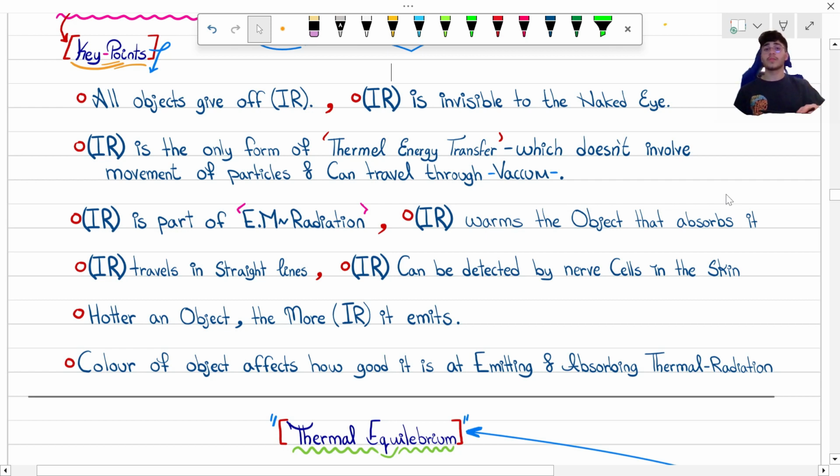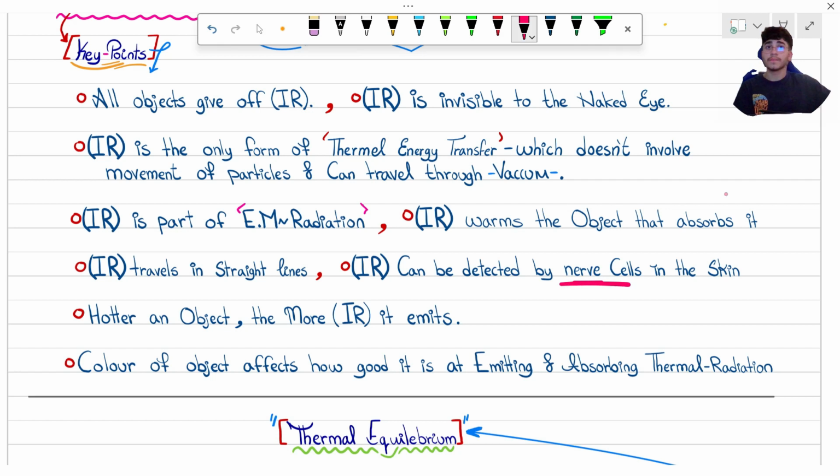It warms the object that absorbs it. Of course, since it's a type of radiation, any object that absorbs infrared radiation is going to warm up, and the more the object absorbs, the more it emits infrared radiation. It can be detected by nerve cells in the skin, though we cannot see it with the naked eye. The color of an object really affects how good it is at emitting and absorbing thermal radiation, and we're going to study that in the factors affecting thermal radiation.